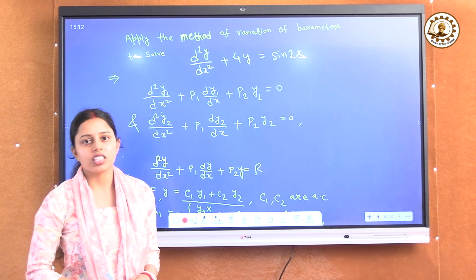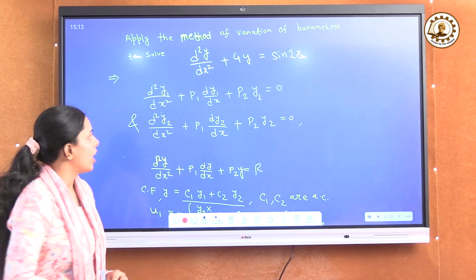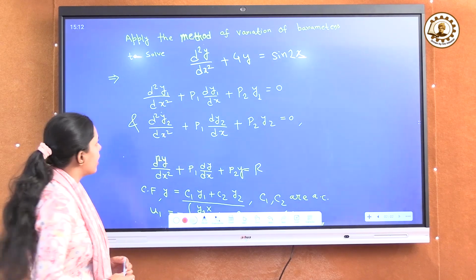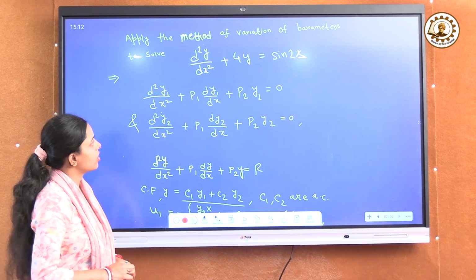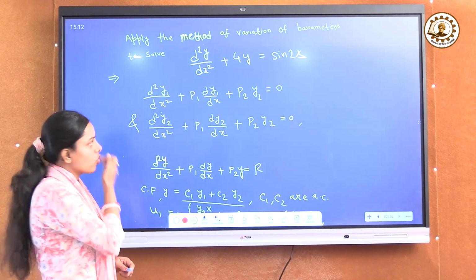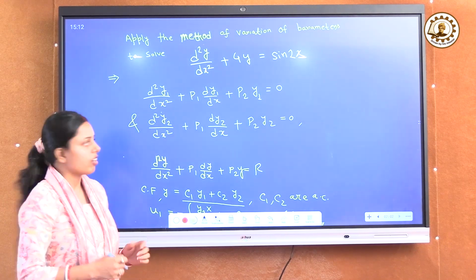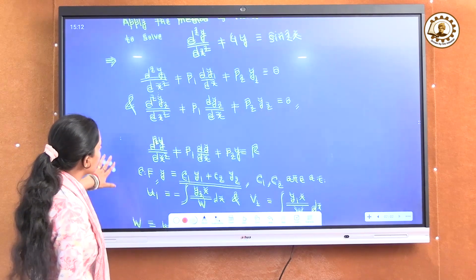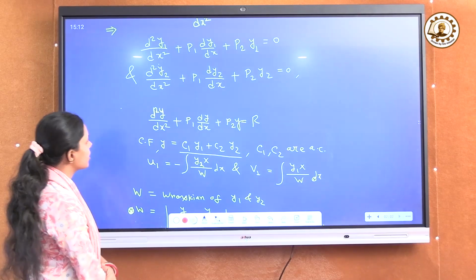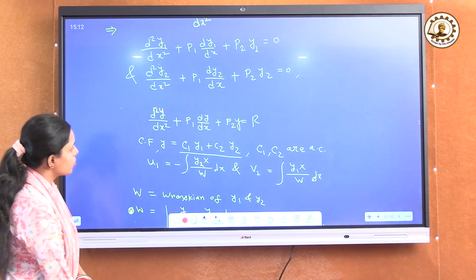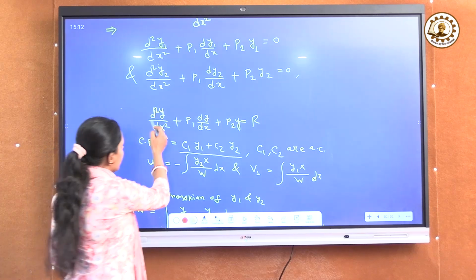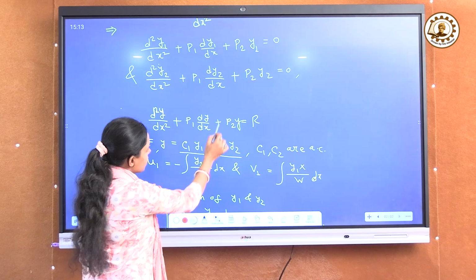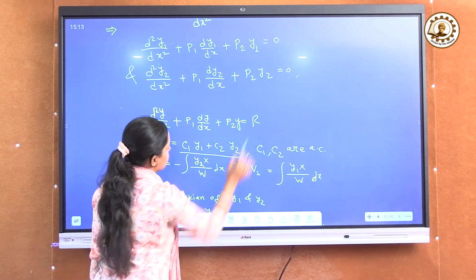Today we are going to discuss the ordinary differential equations topic, where we apply the method of variation of parameters to the linear second order differential equation with constant coefficients and non-homogeneous functions. First, let us introduce the linear second order differential equation with constant coefficients, non-homogeneous. The equation is d2y/dx2 + p1 dy/dx + p2 y = R.